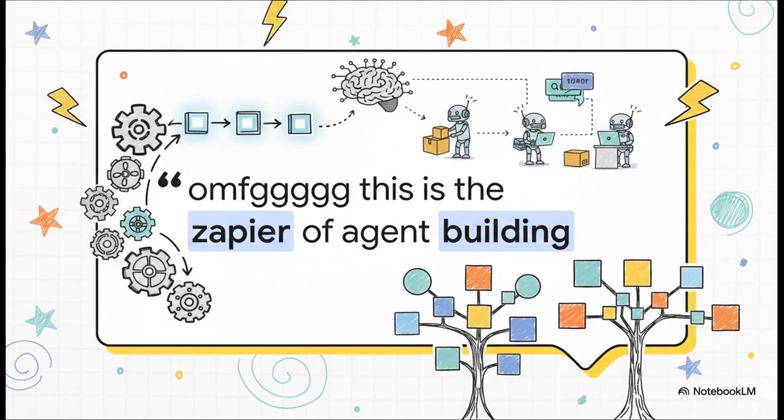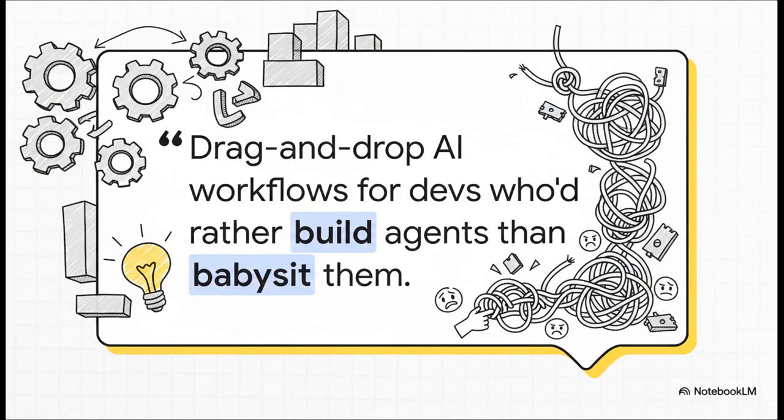And then you see stuff like this, calling Sim the Zapier of agent building. And I mean, wow, that is a huge statement. If you've ever used Zapier, you know exactly what that means. It's that idea of taking something super complex, automating and connecting different apps, and making it so simple you can just point and click. That's the promise here, but for AI.